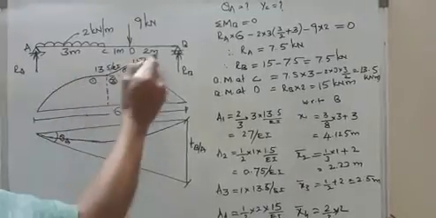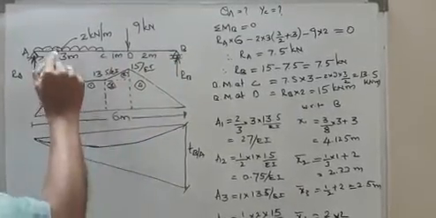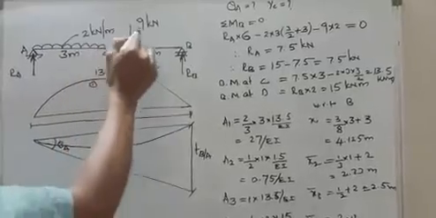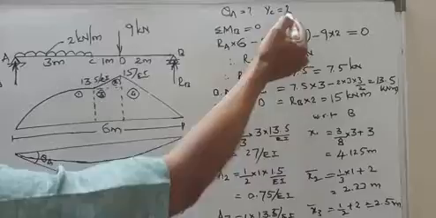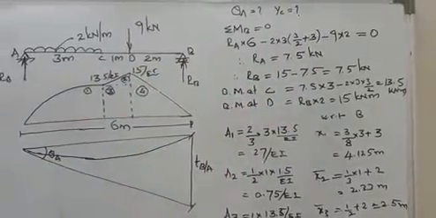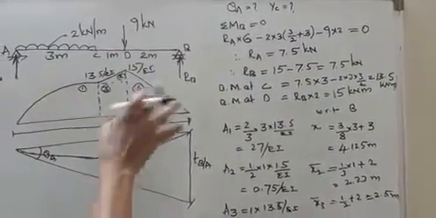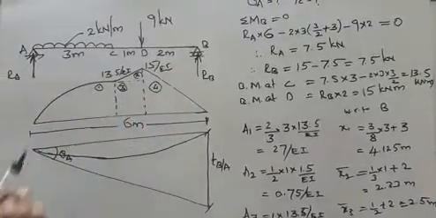Let us consider one more problem on simply supported beam. It is carrying 2 kN per meter for a span of 3 meter. One more load, 9 kN, at D. It is asked here to calculate slope at A and deflection at C. So first you need to draw the bending moment diagram. For drawing the bending moment diagram, you need to have the reactions here.